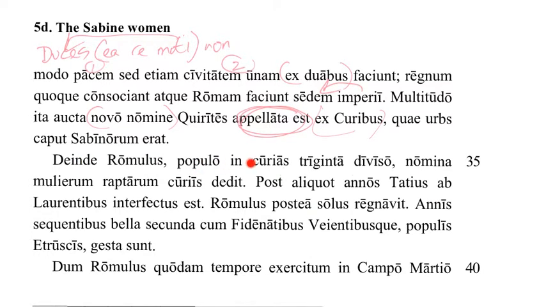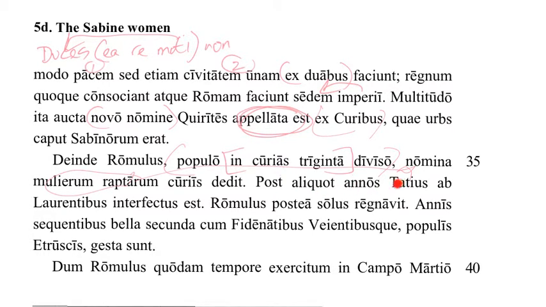Deinde Romulus, populo in curias triginta diviso, nomina mulierum raptarum curiis dedit. Okay, Romulus is our subject. Ablative absolute here. Let's see, we've got the ablative noun, the participle, prepositional phrase, nomina, direct object. Dedit is your verb. Curiis, ablative. And mulierum raptarum is genitive. So what is it modifying? Mulierum raptarum is modifying nomina. Because apparently if you get abducted and become part of a new state, they make it up to you by splitting the state into different tribes named after you. This is creepy in so many ways.